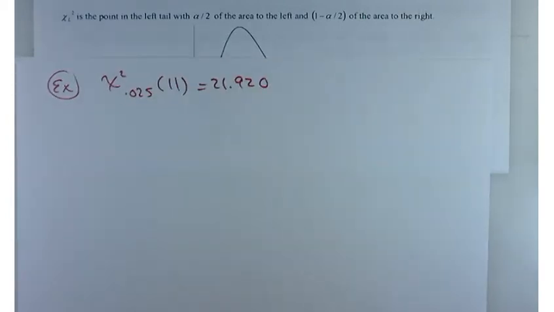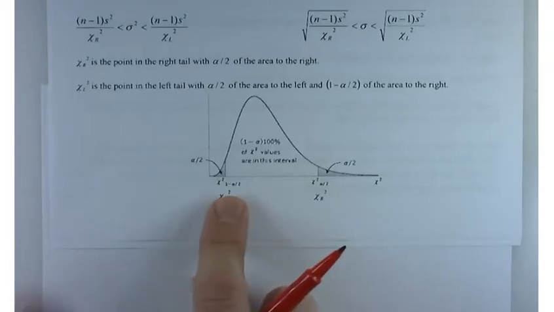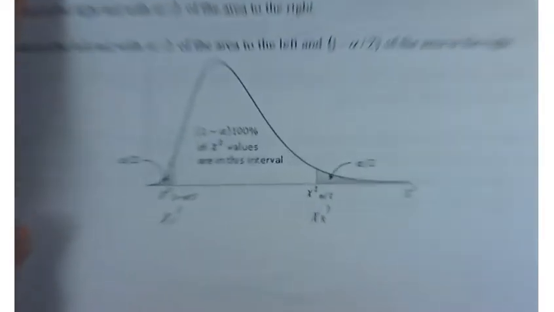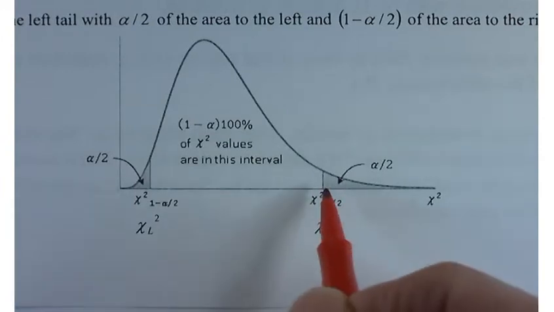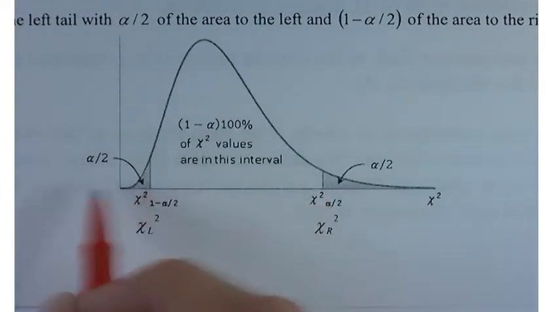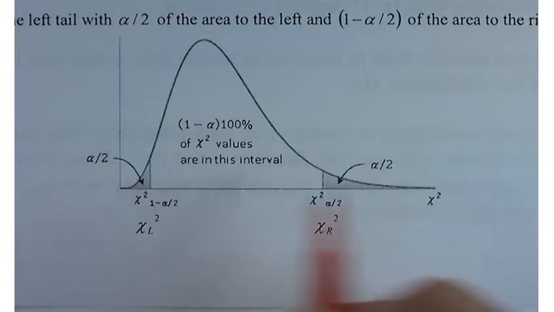Now sometimes we need the chi-square value from the left portion of the tail. So kind of following along with our previous example, if I want the chi-square value that puts 2.5% of the area in the left tail, how much is going to be in the right tail?